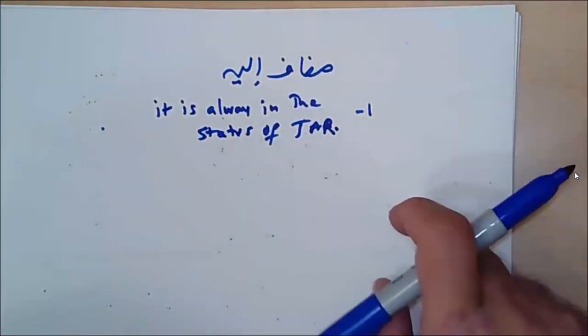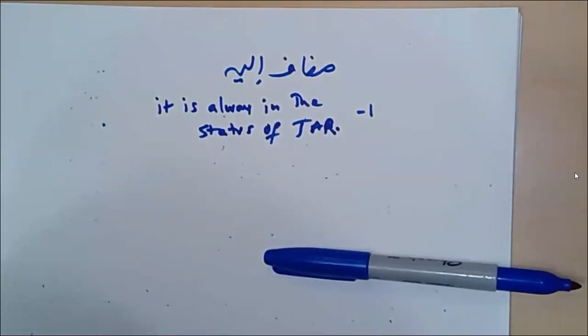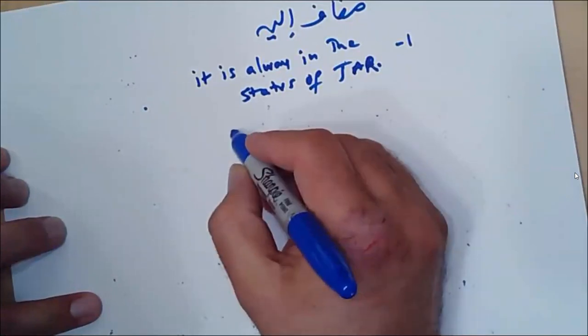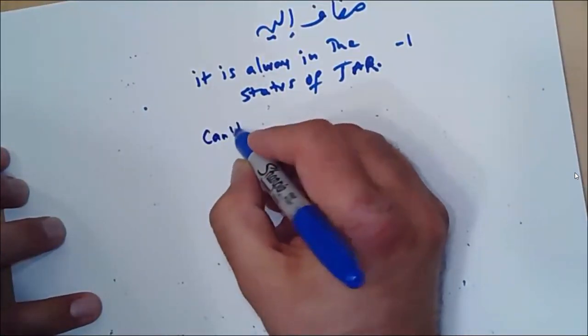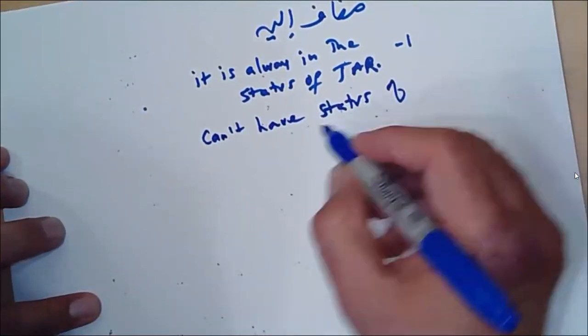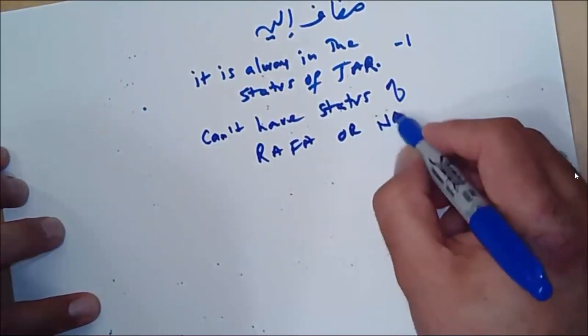Who can repeat that for me, please? Can somebody repeat it for me? What is the rule for muzaf ilay? It is always in the form of jar. In the state of jar. So that means it can't have fatha or dhamma. Status of rafa or nasab. Nasab. Good job.